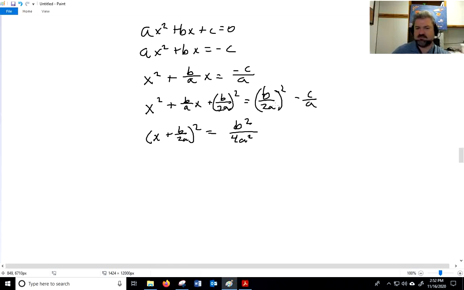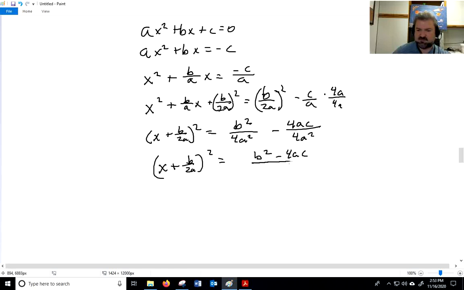But I want a common denominator, so I'm going to multiply by 4a on top and bottom of this fraction. So I get minus 4ac if I put it in alphabetical order with a constant in front. And now I have 4a squared. By doing that, I get a common denominator, which allows me to combine the fractions, which is just convention. That's just conventionally the way it's written. b squared minus 4ac all over 4a squared.